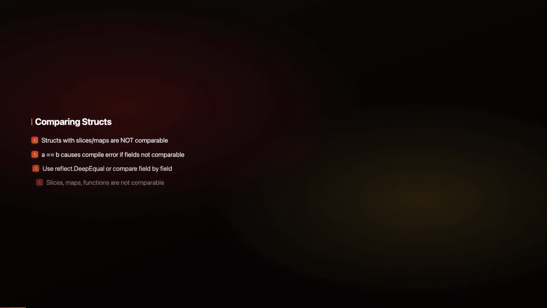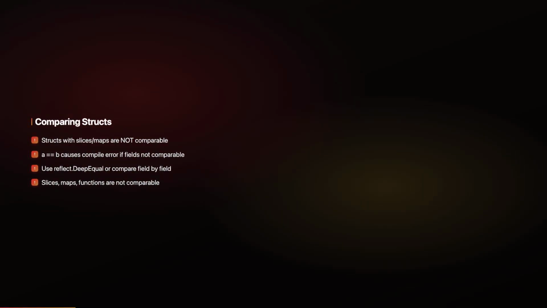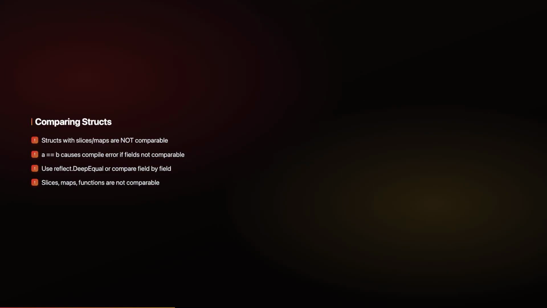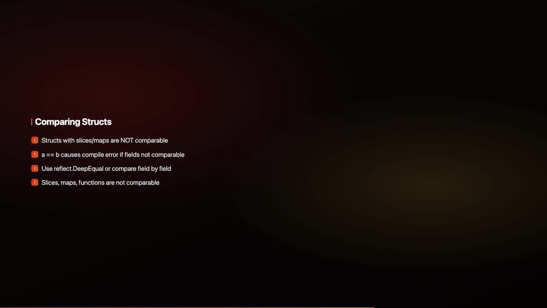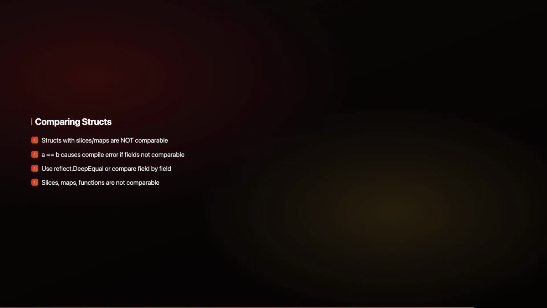The second mistake is comparing structs that contain slices or maps. Structs are only comparable if all their fields are comparable. Slices, maps, and functions are not comparable. If your struct contains a slice, you cannot use the equals operator. You must compare field by field or use a library like reflect.DeepEqual.